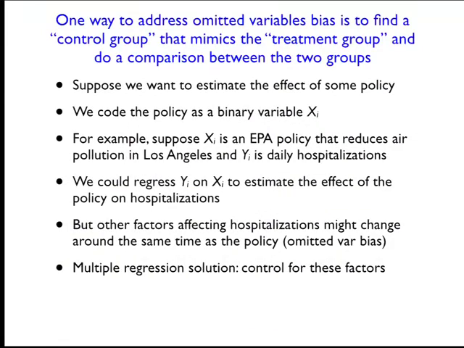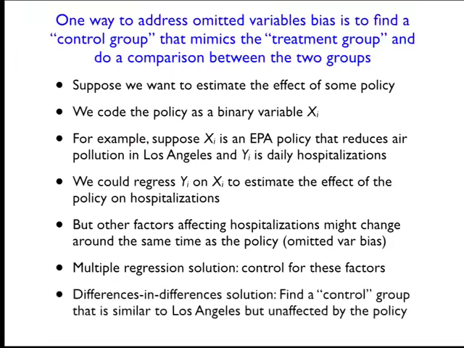So the multiple regression solution would be to try to control for all of the potential factors that might affect hospitalizations and could have changed during this period. But as I just said, it could be difficult to get data on all of those factors. So instead, what you'll often see people do is what we call differences in differences, which is to find some sort of control group that we think is similar to Los Angeles and that we can gather data on, but is going to be unaffected by the policy.